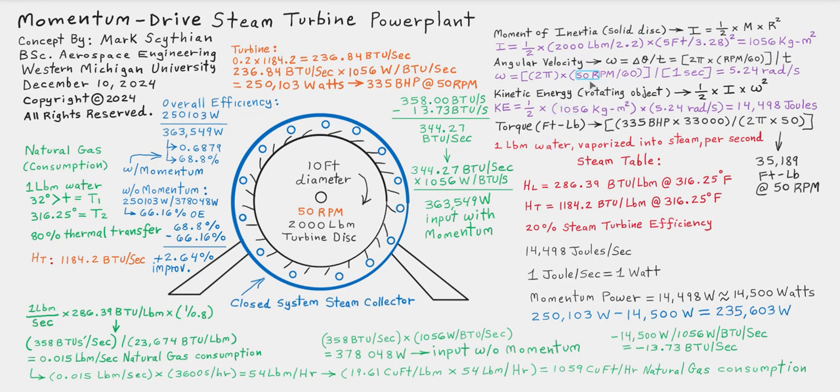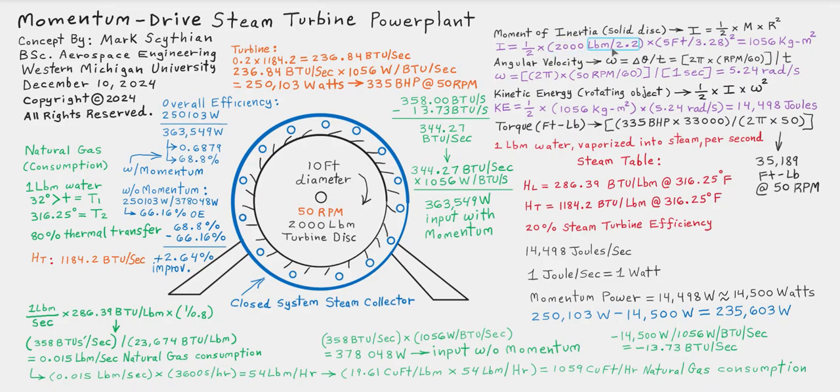So we take that 50 RPM, divide it by 60 to get the revolutions per second, then times 2 pi, and then divide it into 1 second time. So this becomes 5.24 radians per second. And then next, we calculate its moment of inertia, I value. So that is I equals 1/2 times mass times radius squared.